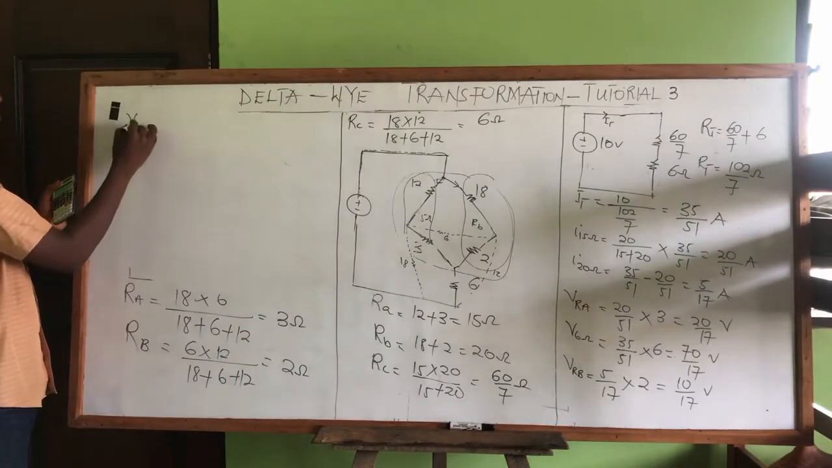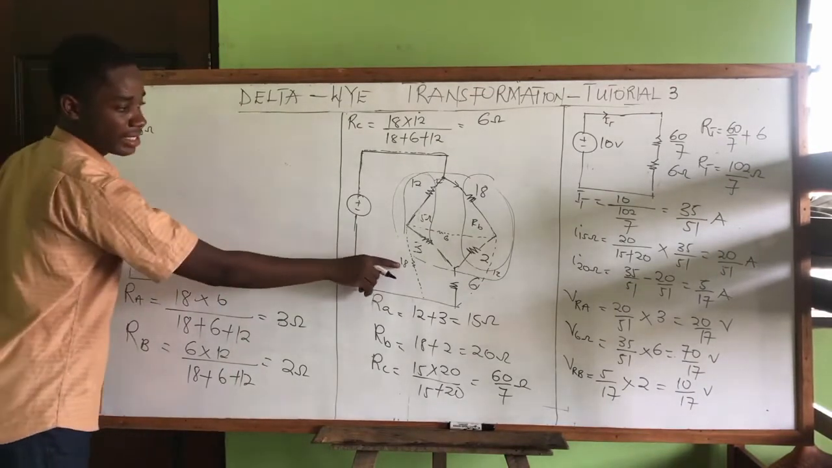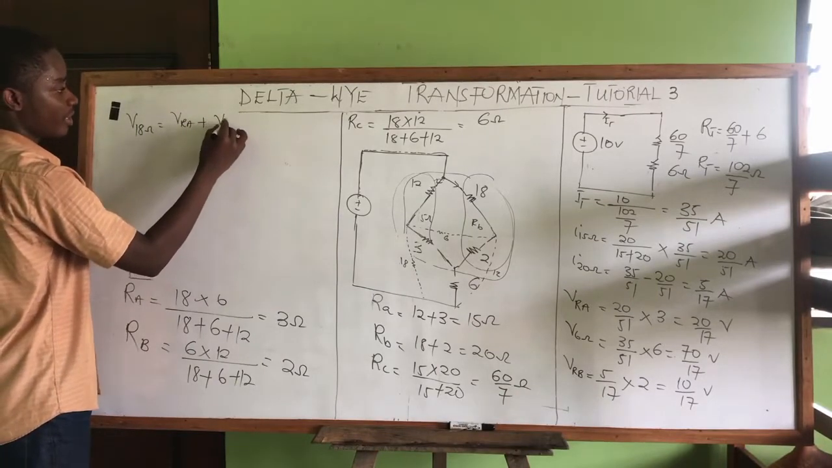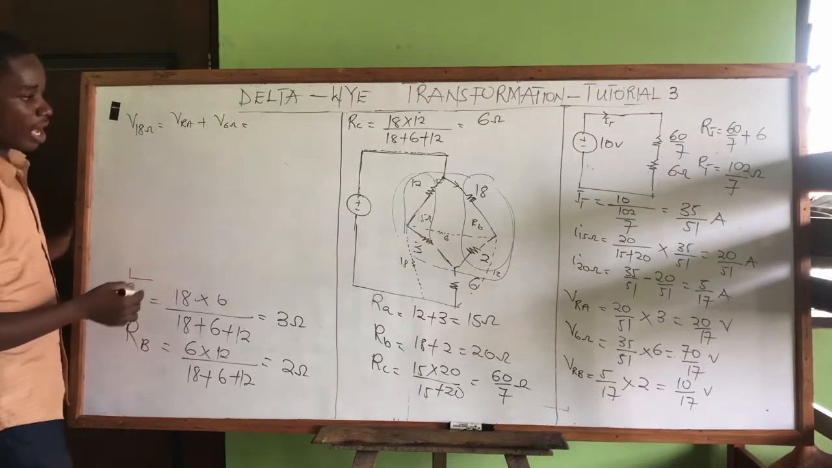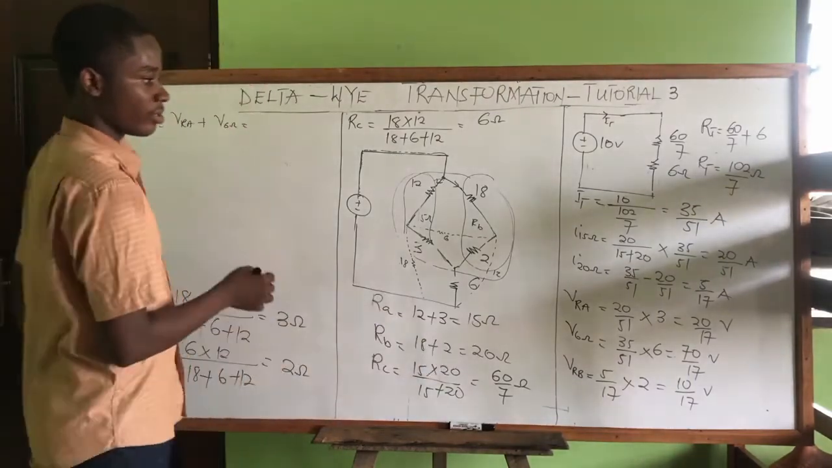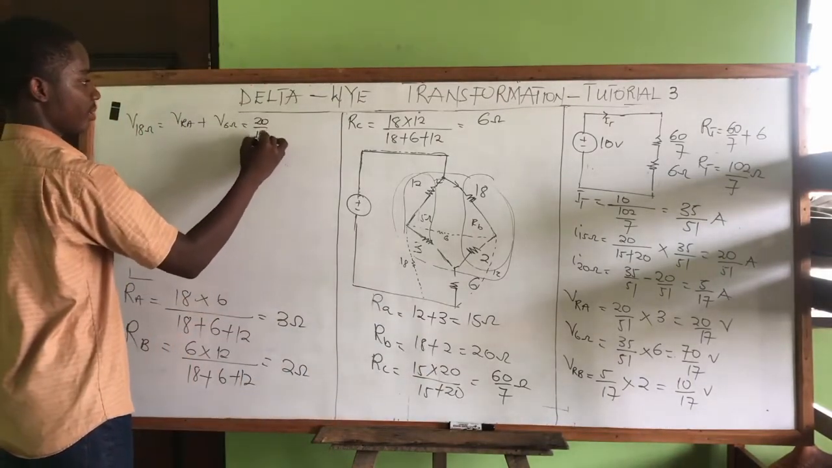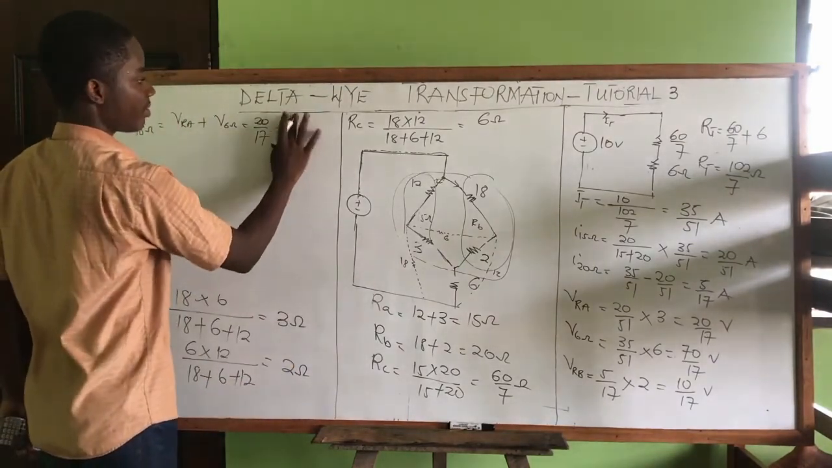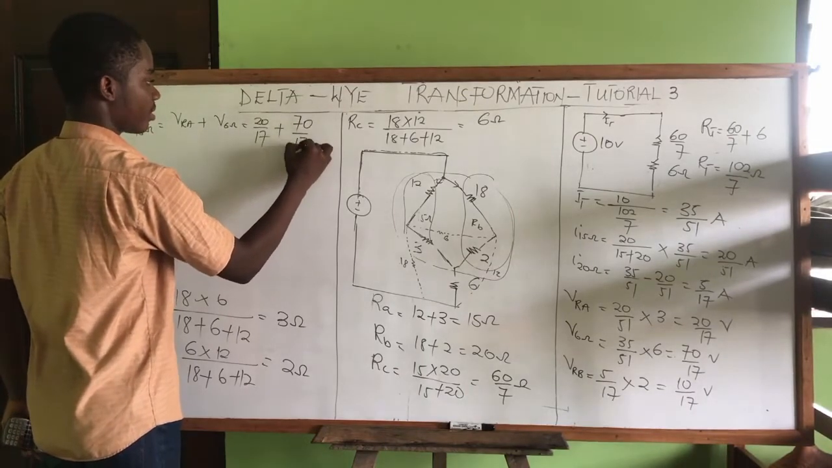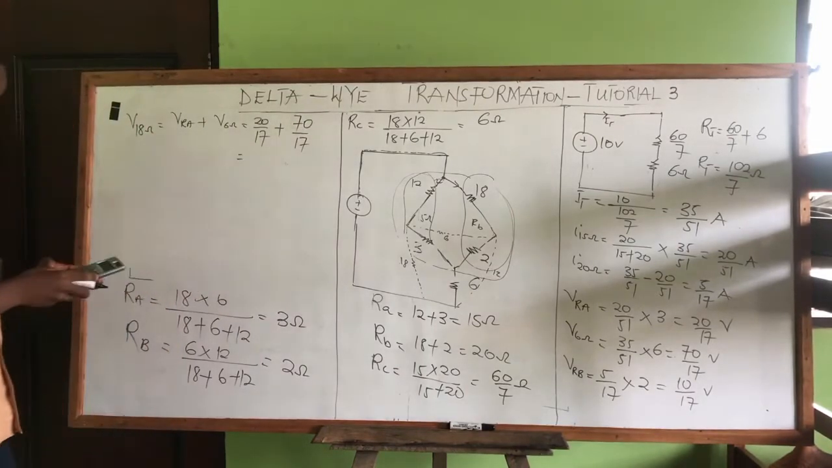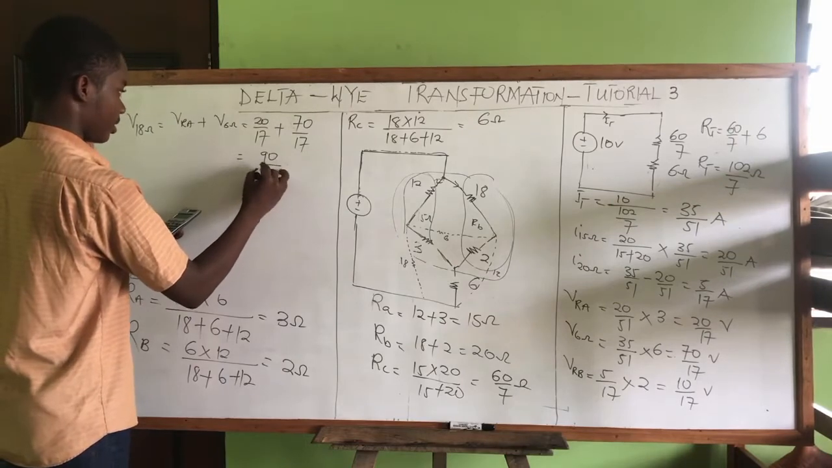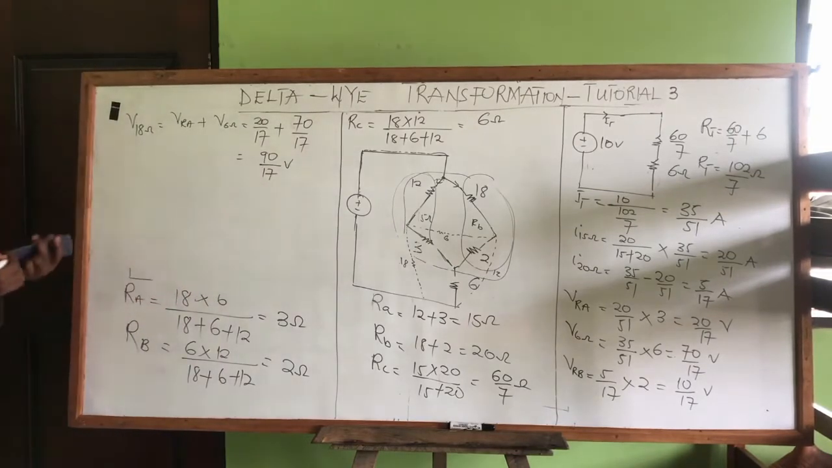So the voltage for the 18 is the voltage for RA plus the voltage for the 6 ohms. And the voltage for RA, what did we get? We got 20 on 17 plus the voltage for the 6. We had 70 on 17. So we have 20 on 17 plus 70 on 17, and that's giving us 90 on 17 volts. That's the voltage for the 18.